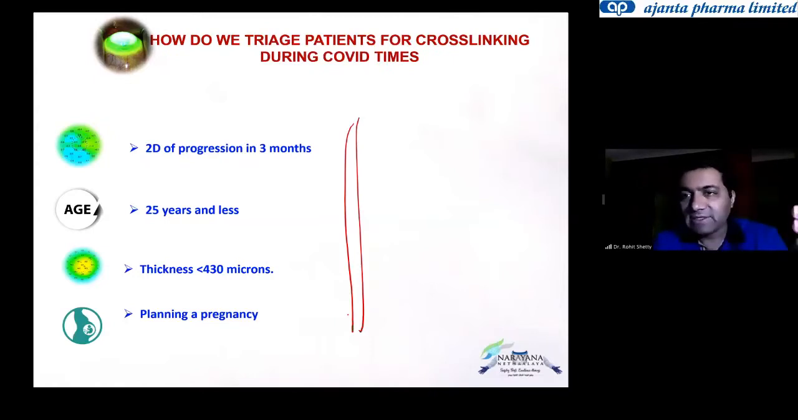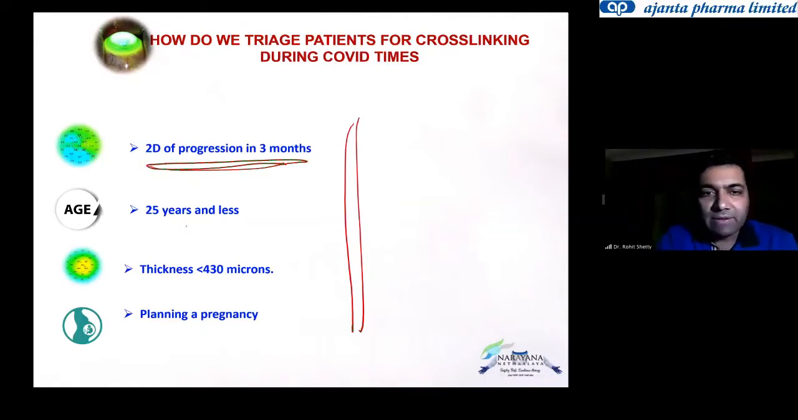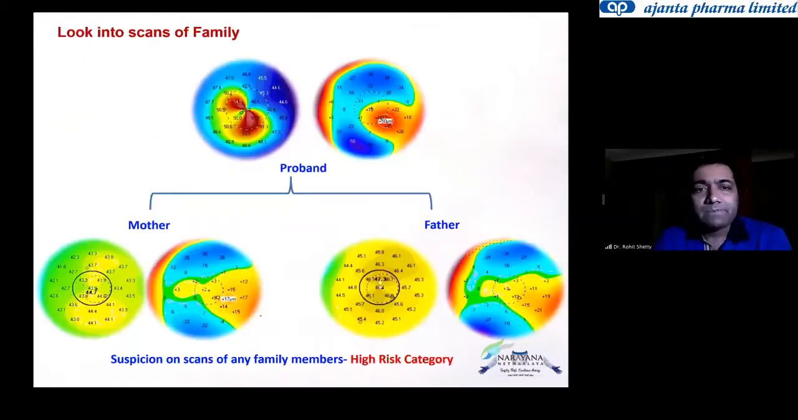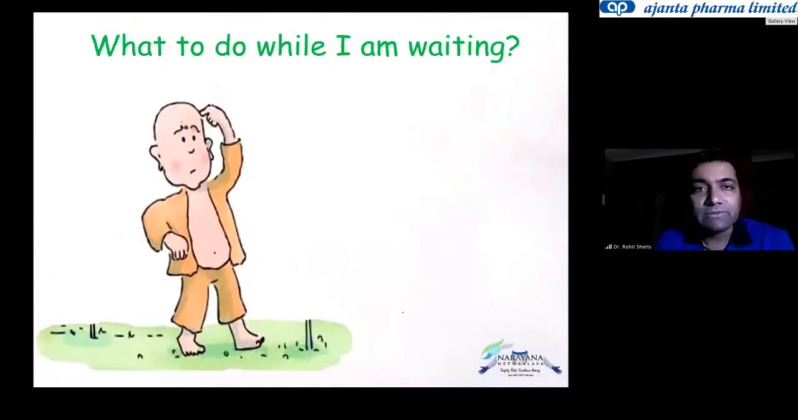But at this point of time, let's assume it's there. So then it becomes much easier. If you are seeing a 2 diopter of progression in 3 months, the age is 25 years and less, the thickness is 430 and less, and you're planning a pregnancy, this comes under high risk, according to me, and you have to take a risk and offer the patient the cross-linking. Look into family history, the family scans. A high family history, if the mother has a similar picture like this and the father has something like this, that means that there is a high risk of progression.